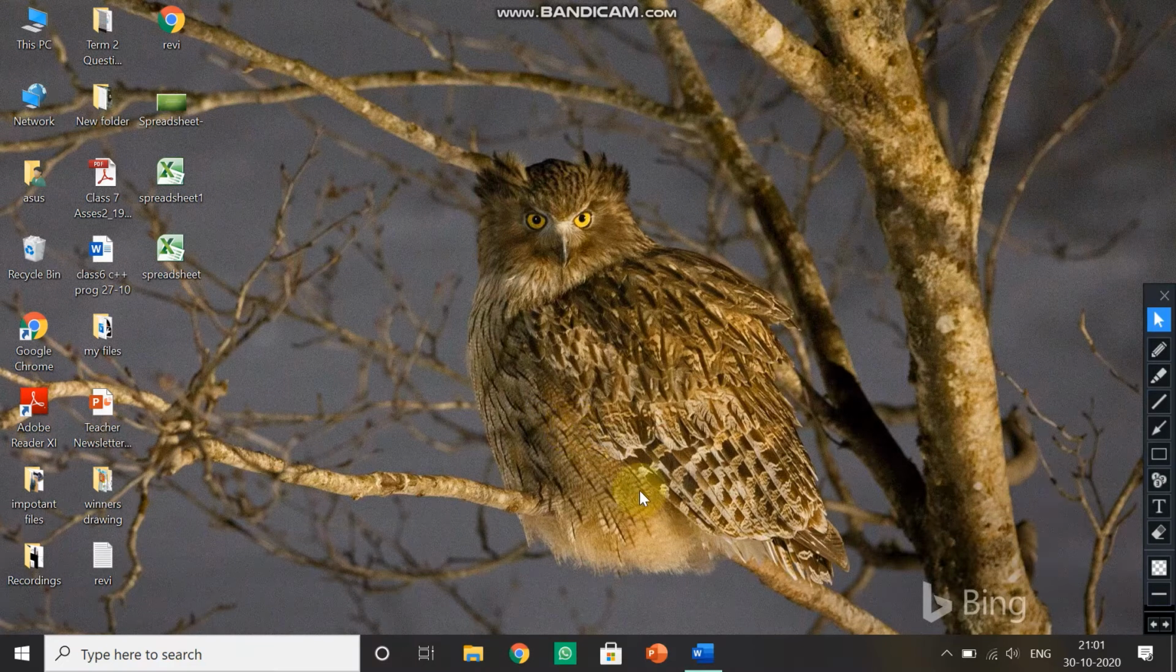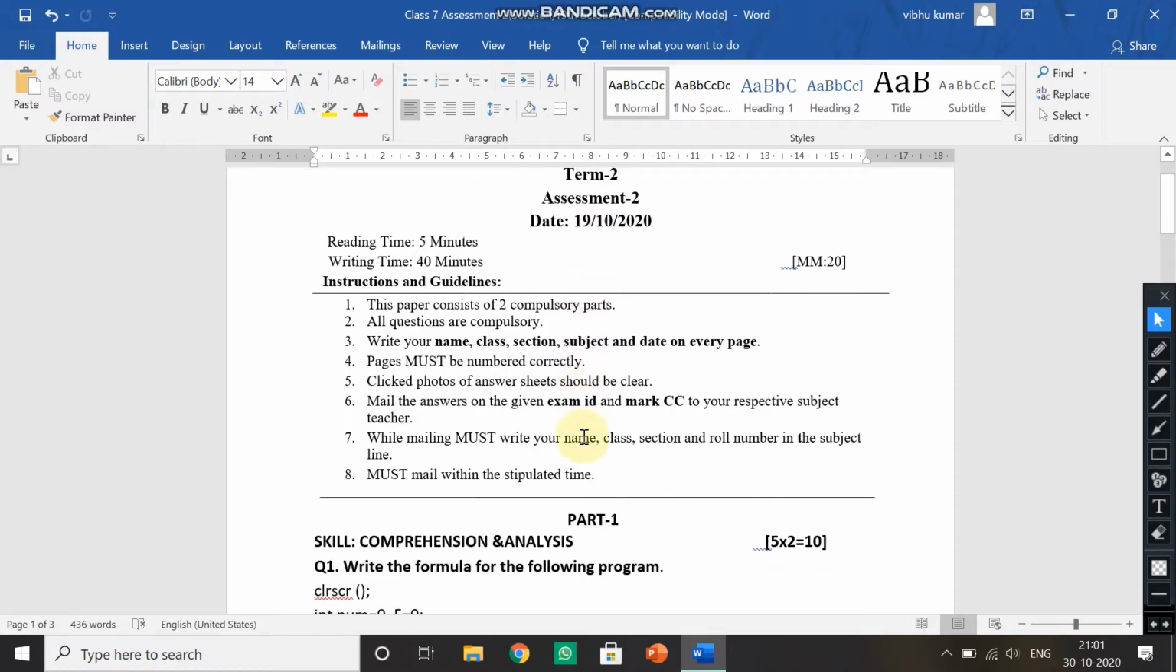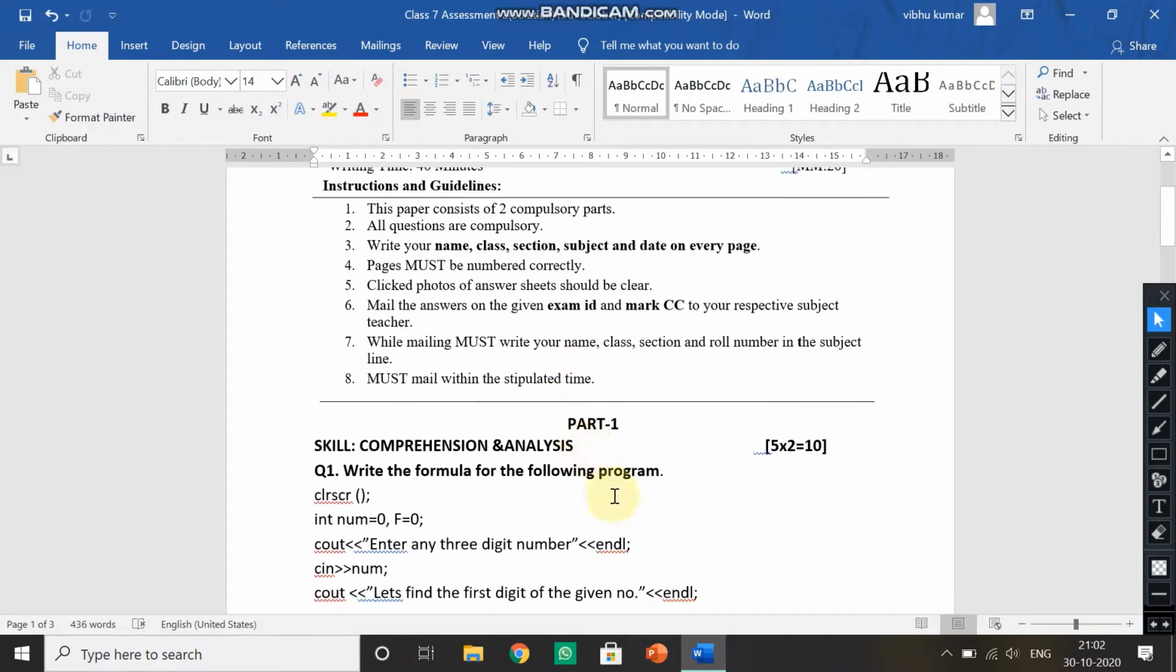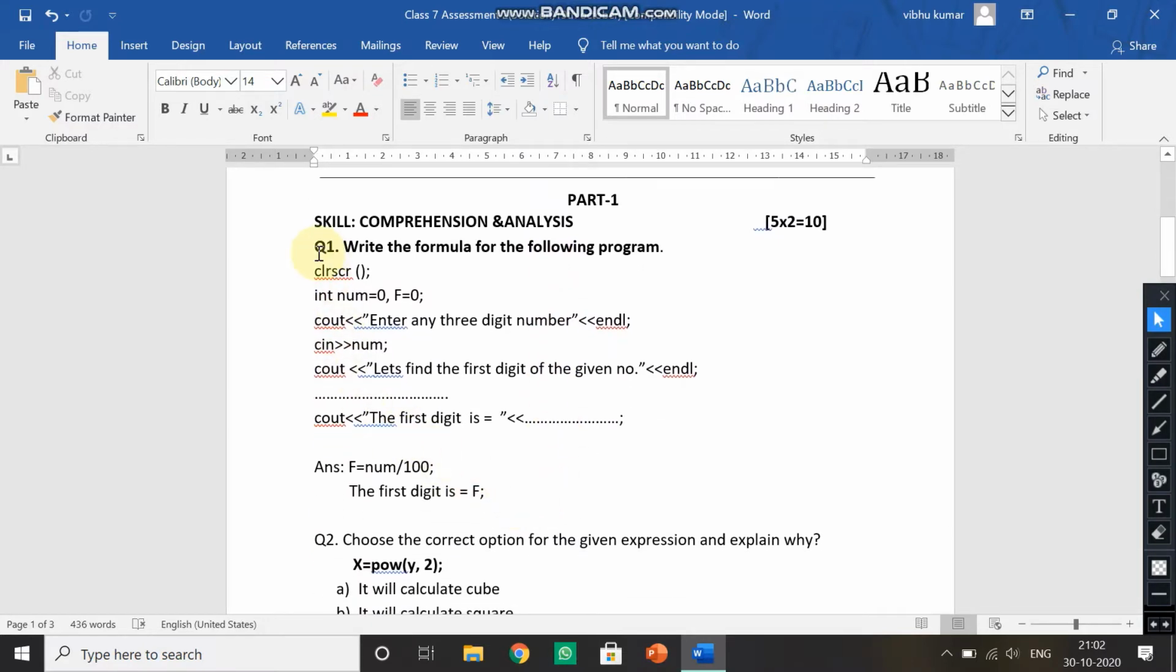Today I am going to discuss with you the computer science paper subjective term 2 assessment 2, which was held on 19th of October. Children, you had got two parts and two skills were tested: comprehension and analysis and application. Let us start. The first question which was given was: write the formula of the following program.